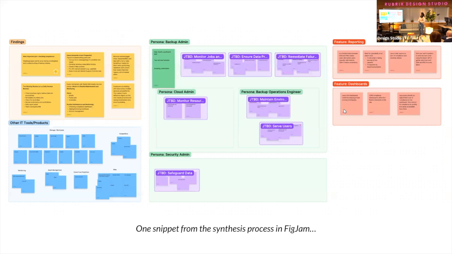This is a snapshot from my synthesis process, and I did this in FigJam. It was a lot easier for me to put these down on sticky notes and be able to visually arrange them on screen. But it doesn't matter whether you choose to do this in a digital or physical environment. The key thing here is to go through that process where you're grouping things into key focus areas.